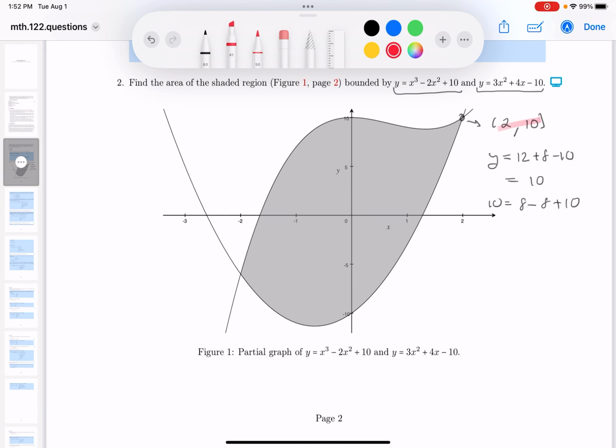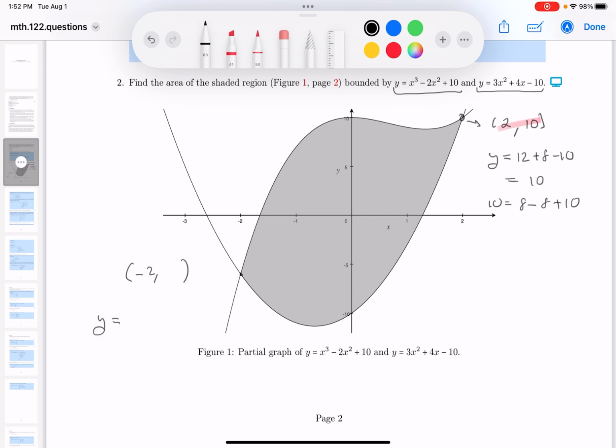All right, let's do the next point. Let's do this point over here. Now looking at it, I don't know. It looks about minus 2 to me. I'm not really sure about the y at this point, but maybe minus 7. Who knows? Let's take a look at this. I'm going to plug it in on the second equation, the quadratic. What do you get? y equals.